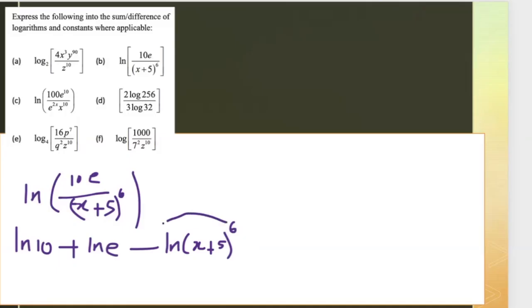Then I would carry the 6 in front, and then we know ln e is 1. So we can leave the ln 10 as it is. Then we have plus 1 minus 6 ln of x plus 5, and that is it. We have nothing else to be done.